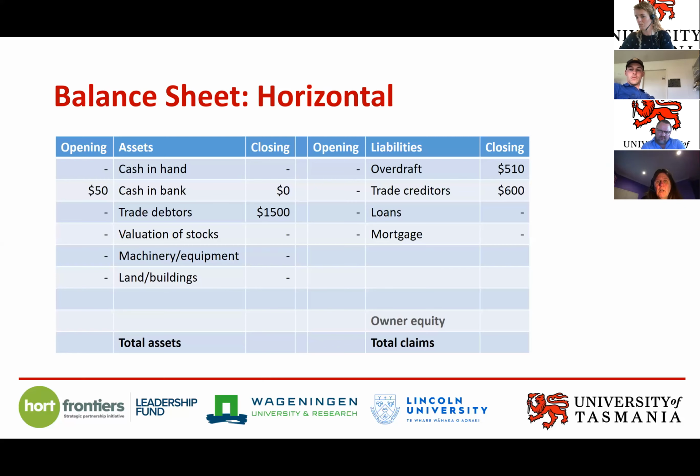So looking at our total assets and our total claims, in terms of the opening, Jonathan started his business with just $50 in the bank. So he has total assets at the start of $50. At the end, because he's owed $1,500 by trade debtors, his total assets are $1,500. Now remember, I said this is a balance sheet. The numbers need to balance.